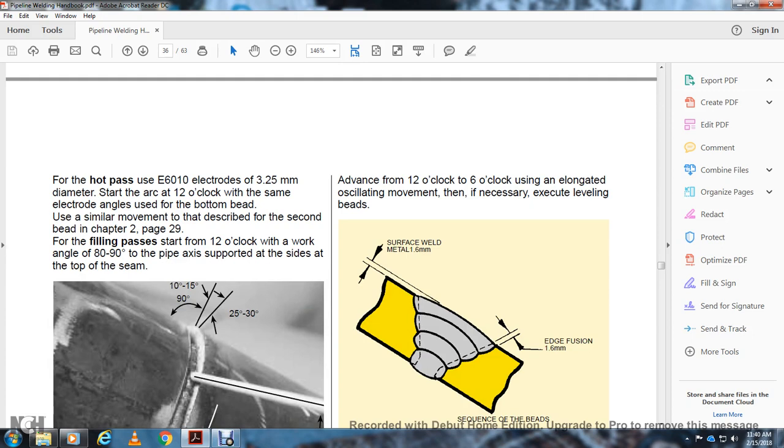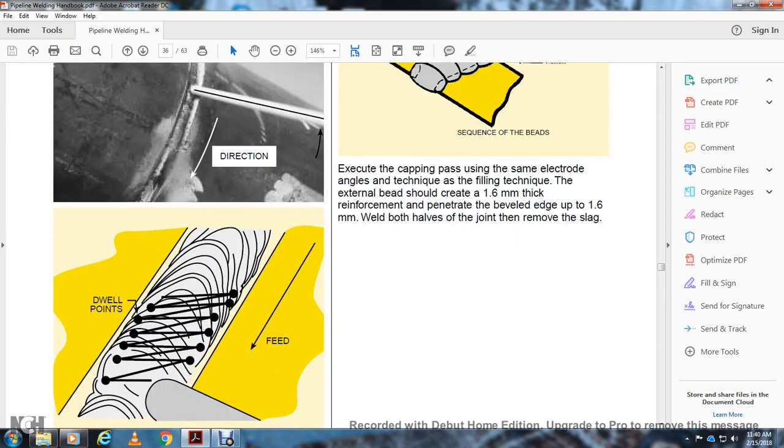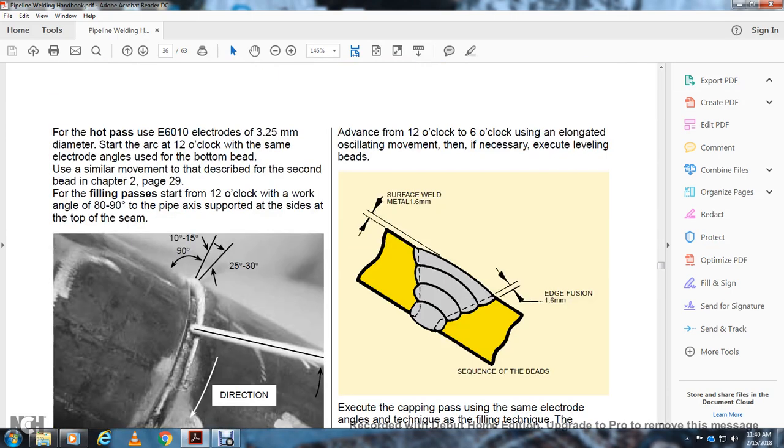Then for the hot pass with the 6010 electrode, 3.25 millimeters in diameter, start the arc at 12 o'clock with the same electrode angle and a movement similar to that described for the second bead in chapter 2, page 29. Filling passes start at 12 o'clock with an angle of 80 to 90 degrees to the pipe axis. Dwell points of the feed are shown in advance at 12 o'clock or 6 o'clock, using an elongated movement as necessary to execute the leveling beads.